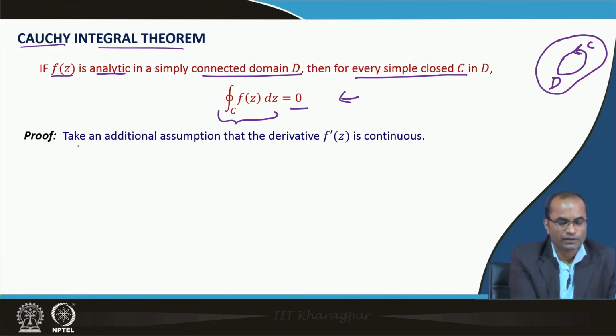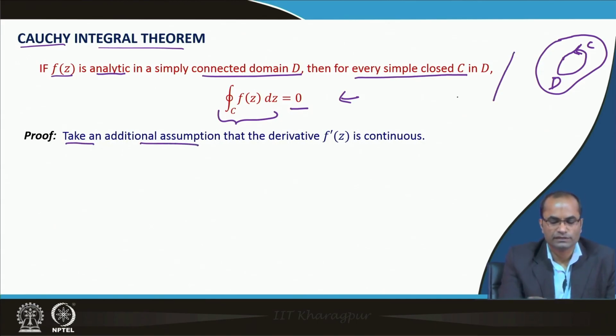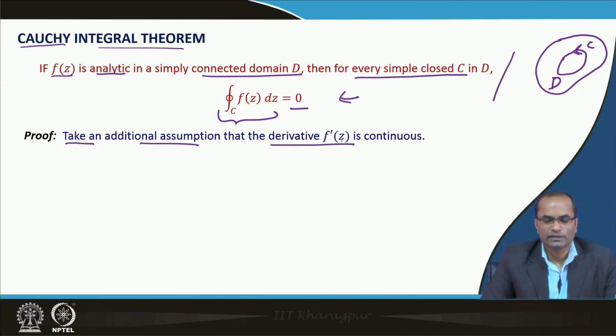For the proof, we will take an additional assumption which is not stated in this statement here, that the derivative f prime z is continuous. Later on we will see that we do not actually need this assumption. Without this assumption also the same result will hold. For the time being we will assume that the derivative f prime z is continuous.